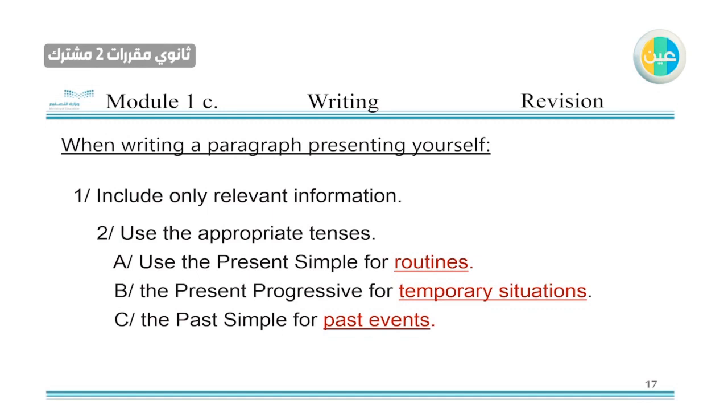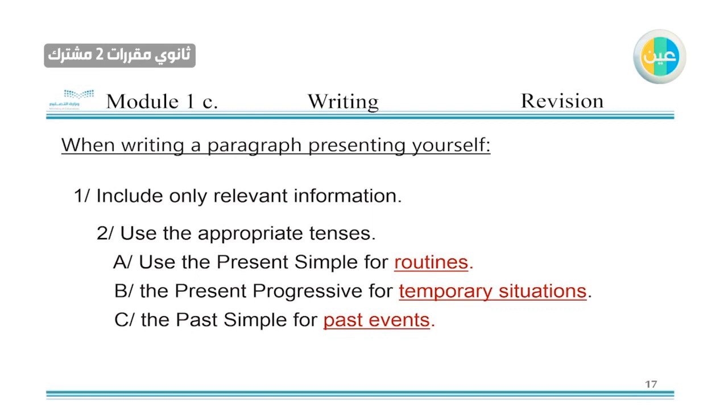And since you're going to tell me about things that happened in your life, you need to use appropriate tenses. So think about your life. If it's something that you do every single day, like a routine, you're going to use the present simple. If it's a temporary situation that is happening now, but it's not usual, you can use the present progressive.